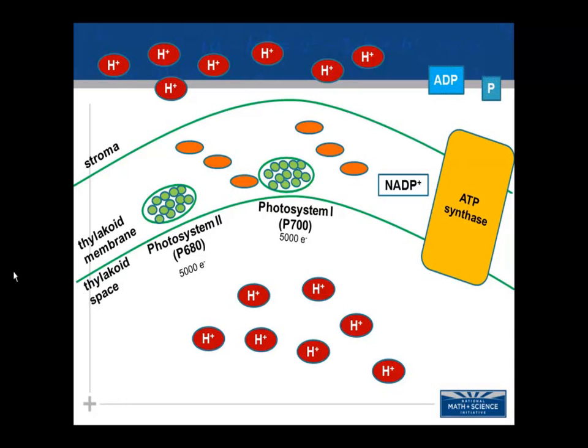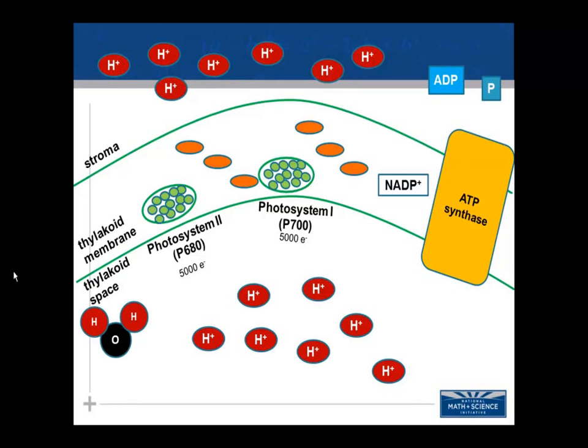Okay. Also out here in the stroma we have our ADP molecule and our phosphate. Now, if we could put them together, what would we get? ATP, you're exactly right, but since they don't like to be near each other, it's going to take some force, and at the moment we don't have the force to do that, so stay tuned.